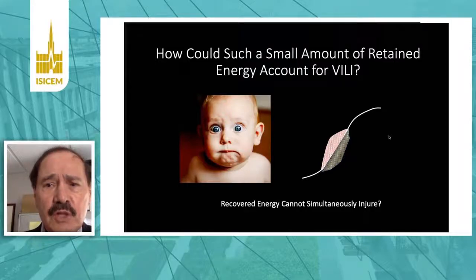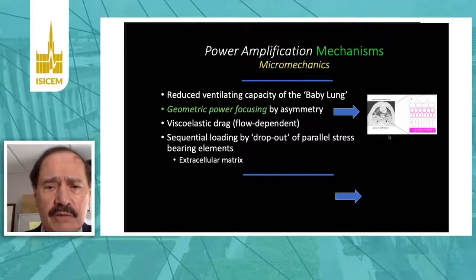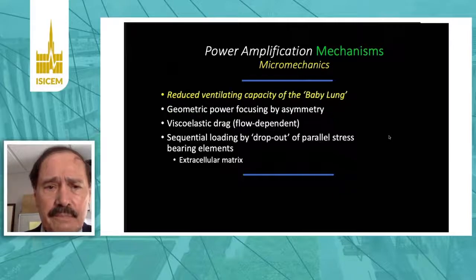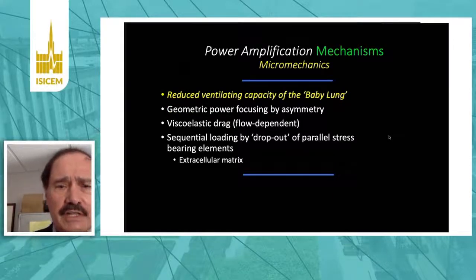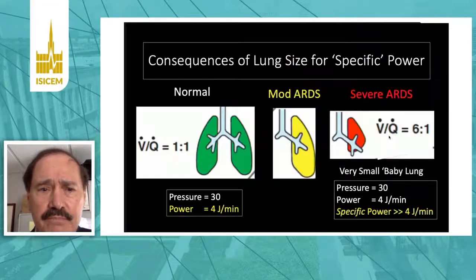How could such a small amount of retained energy account for ventilator-induced lung injury? Well, there are multiple power amplification mechanisms, and I'll be talking about those in a minute. There's also a possibility that just mechanosignaling between the interstitium and the cellular interior may result in inflammation, but I'm not going to talk about that as I finish up. Let's talk about the reduced ventilating capacity of the baby lung as an amplification mechanism.